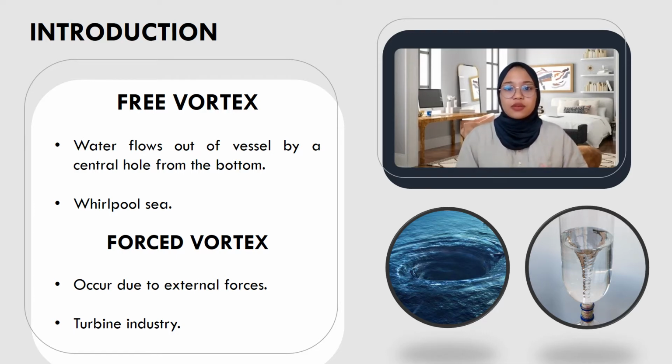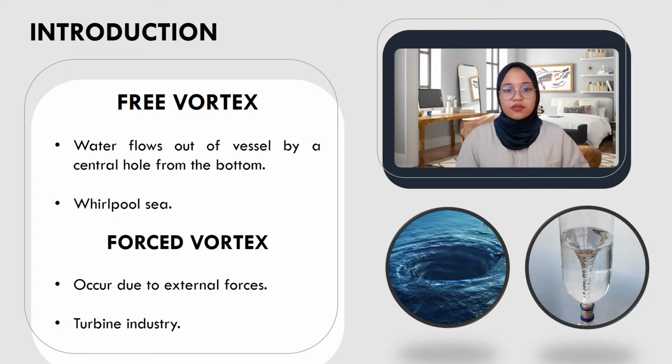The free vortex flow is formed without any external force applied. It naturally occurs when the fluid mass rotates due to the conservation of angular momentum, where water flows out of the vessel through the central hole in the base. Therefore, this experiment is conducted to understand the relation between the surface profile of free vortex and the velocity.